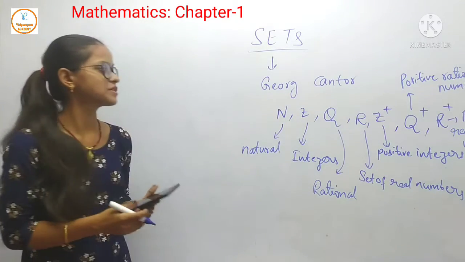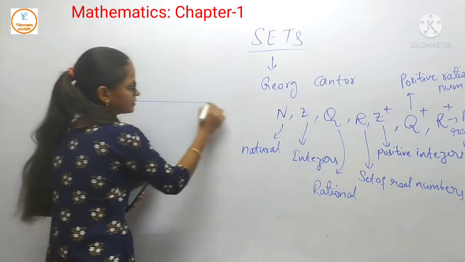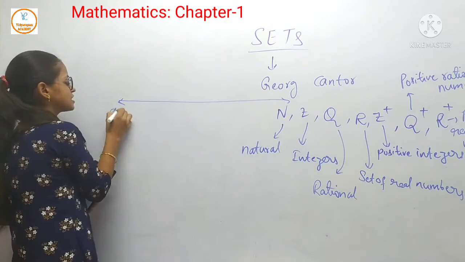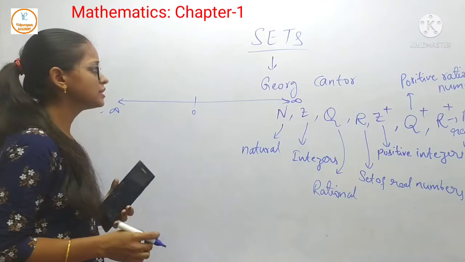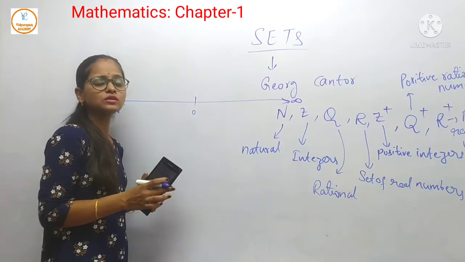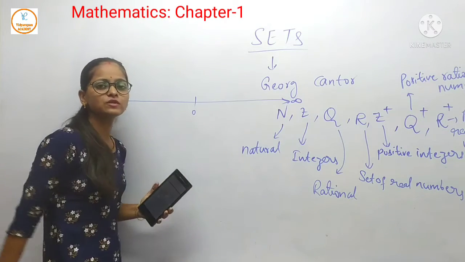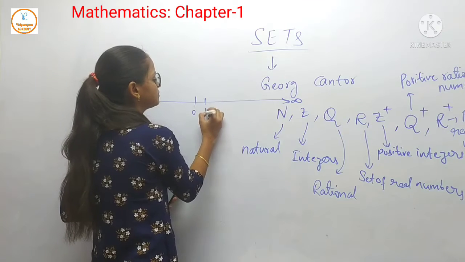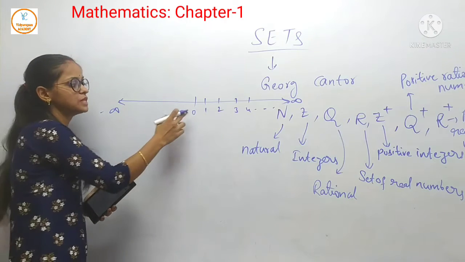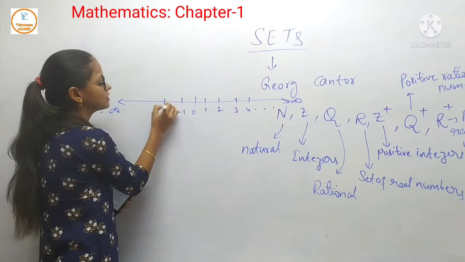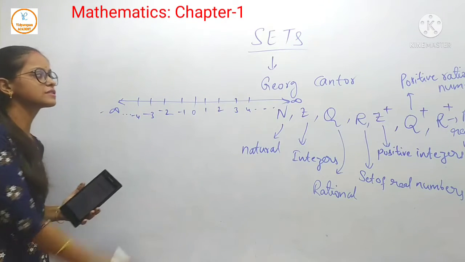So these are the terms we use on the number line. Do you know what is meant by number line? If this is the number line, it starts from minus infinity to infinity, and the center is 0. From 0 to the right side, we get positive values: 1, 2, 3, 4 and so on. On the left side from 0, the values will be negative values: minus 1, minus 2, minus 3, minus 4 and so on. So this is the number line.